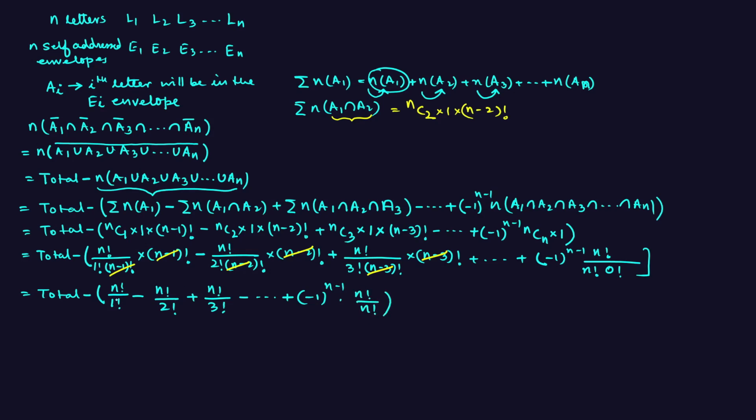Okay. Now, what do you mean by total? Total means when there is no restriction. We are having n letters and we are having n envelopes. These n letters can be placed in these n envelopes where there is no restriction in factorial n ways. So total is basically factorial n. Now let me open the brackets. Is it clear to all?